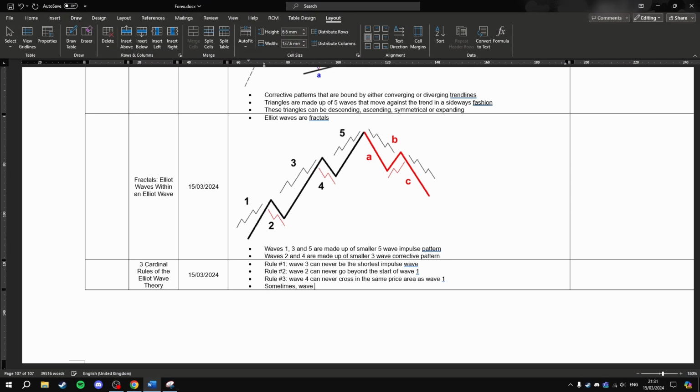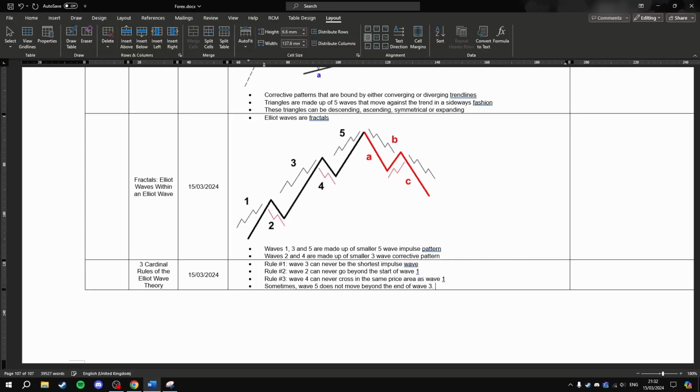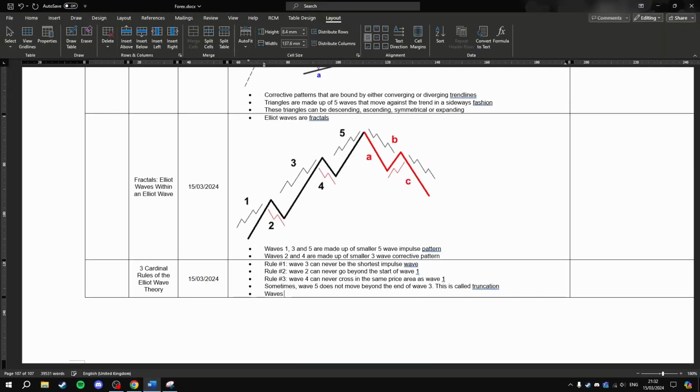Sometimes wave 5 does not move beyond the end of wave 3. This is called truncation. Wave 5, more often than not, goes beyond or breaks through the trend line drawn off wave 3, parallel to a trend line connecting the start of waves 3 and 5. What? Wait. Let me just write that and reread it myself.